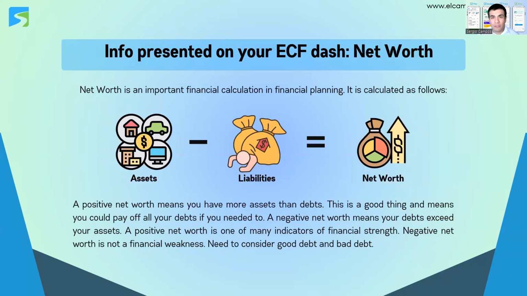And so now we're moving on to the net worth calculation, which is presented in the dashboard. It's an important calculation in financial planning, and it's calculated as follows. Assets minus liabilities equal net worth. And this, again, is another calculation we present in your dashboard. A positive net worth means you have more assets than debts. This is a good thing and means you could pay off all your debts if you needed to. A negative net worth means your debts exceed your assets.